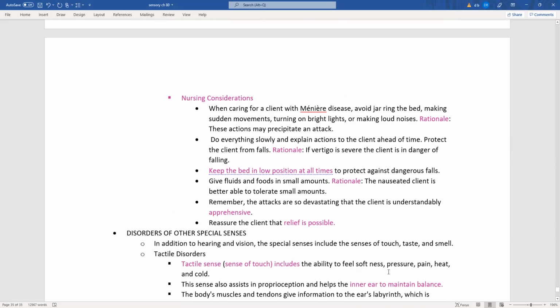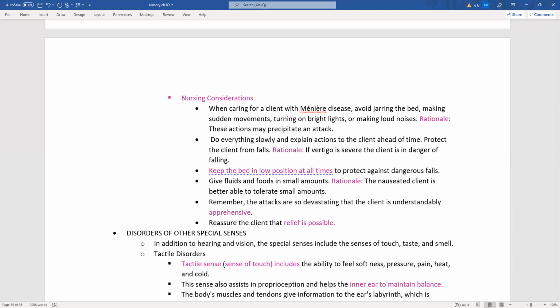So nursing considerations when caring for a client with Meniere disease: avoid jarring the bed. Don't bump into the bed. Don't make any sudden movements. Don't turn on bright lights or make loud noise. Don't do that around somebody with Meniere disease. Rationale: these actions may precipitate an attack. Do everything slowly and explain actions to the client ahead of time.